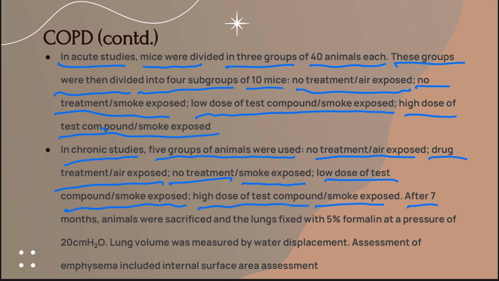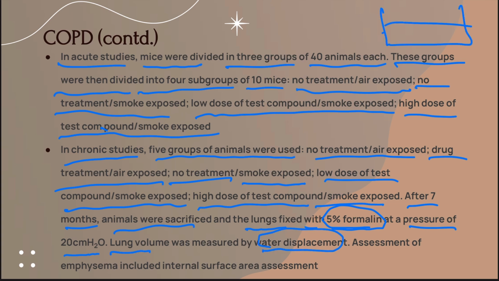And after 7 months, as I have already mentioned in case of chronic studies, we are going to expose the mice for 7 months. Animals will be sacrificed, and the lungs will be fixed with 5% formalin at a pressure of 20 centimeter of H2O, and lung volume will be calculated with the help of water displacement. So basically in this what we do is a container comprising of water, and to that we will add the lung tissue, and we are going to press this lung tissue inside the water, so it will displace some amount of water outside, and that is what is calculated so as to calculate the lung volume by the water displacement method.